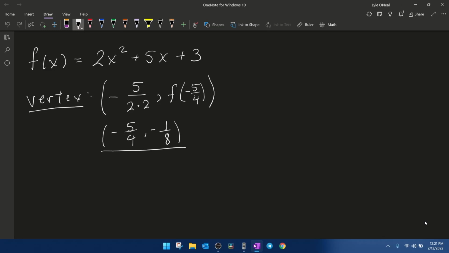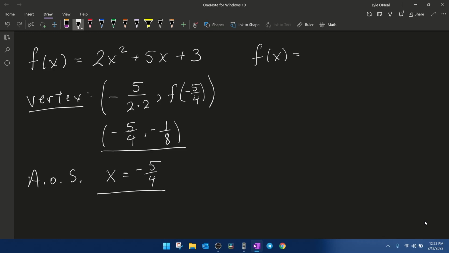Now that we have our vertex, the next easiest thing to find would be the axis of symmetry. And that is always x equal the x-coordinate of the vertex. So there's our axis of symmetry. If they ask you to write the function in vertex form, that probably would be the next easiest thing to do.